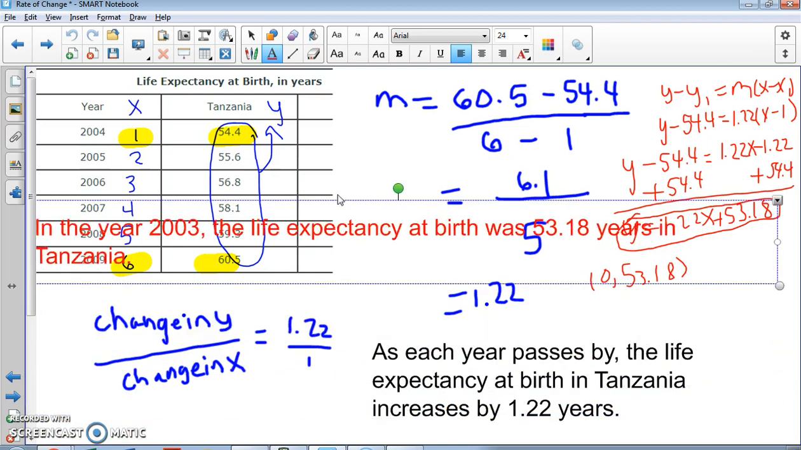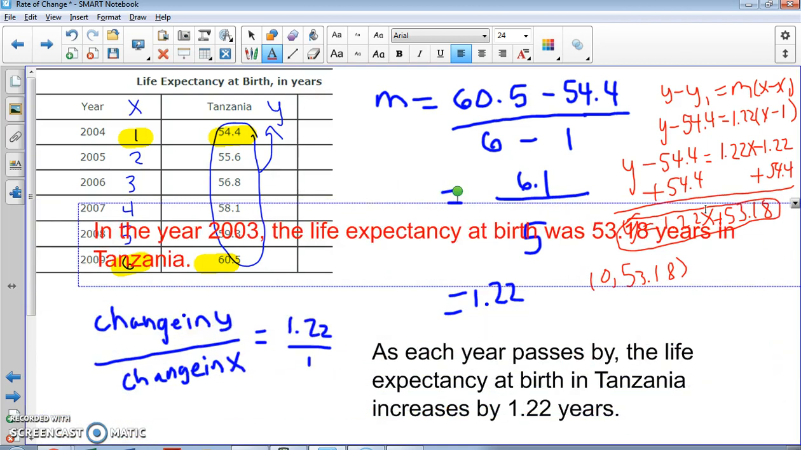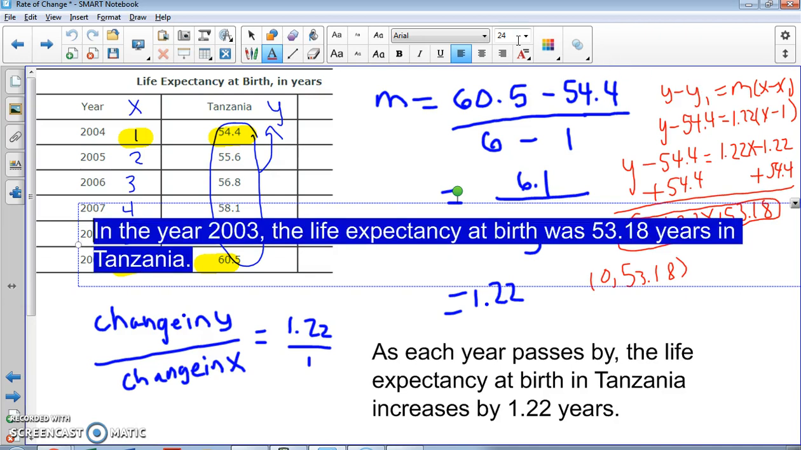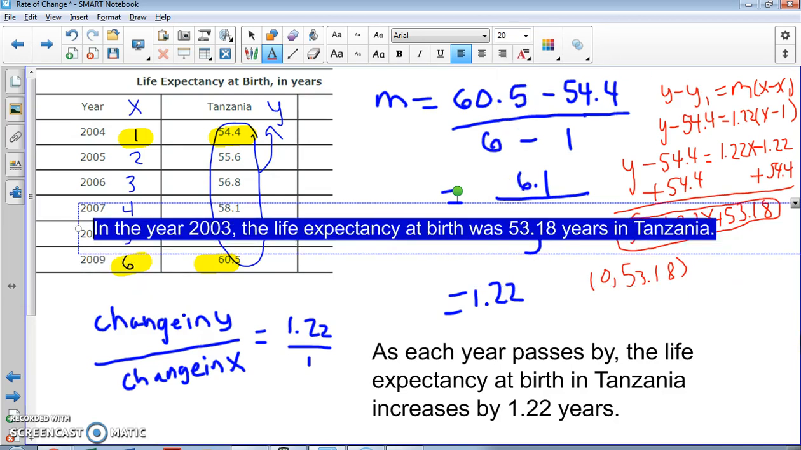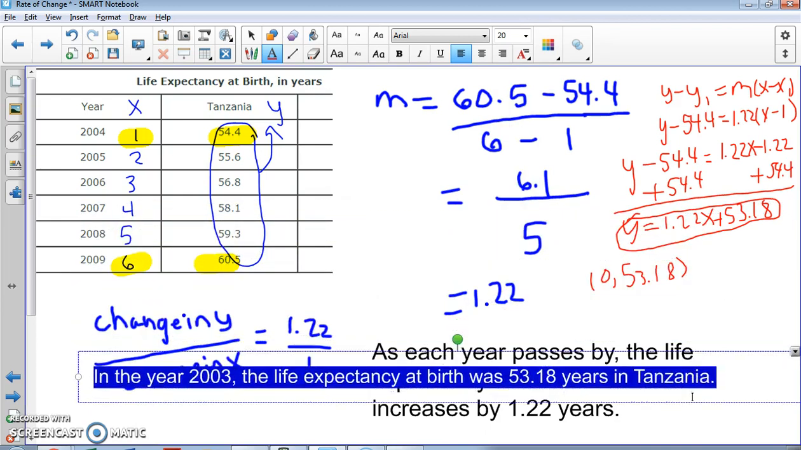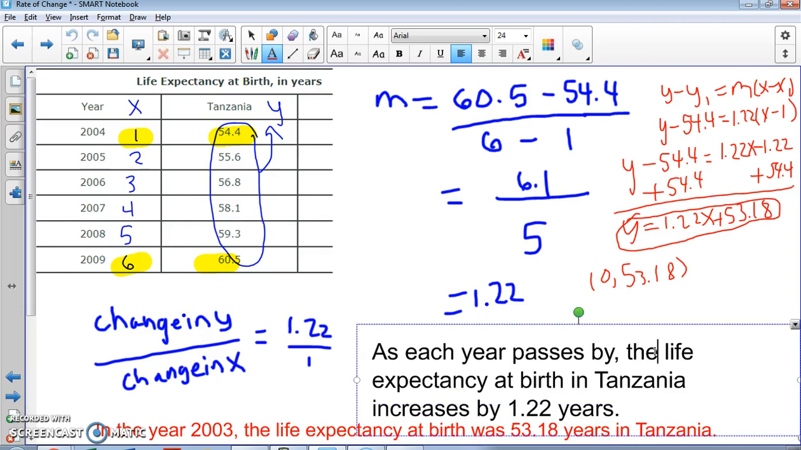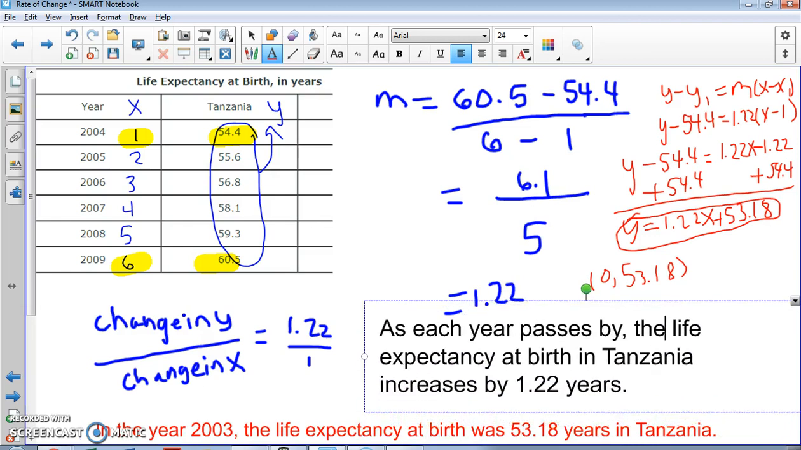For the y-intercept. So that'll kind of, let's see if I can fix this here. So that would be our interpretation to the y-intercept. So we have that interpretation for the y-intercept.